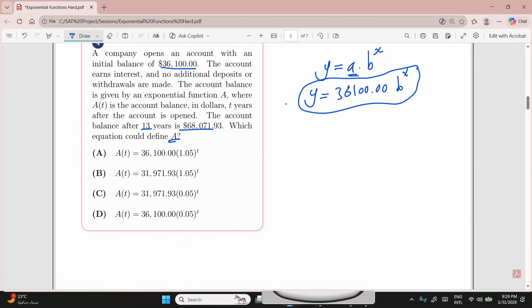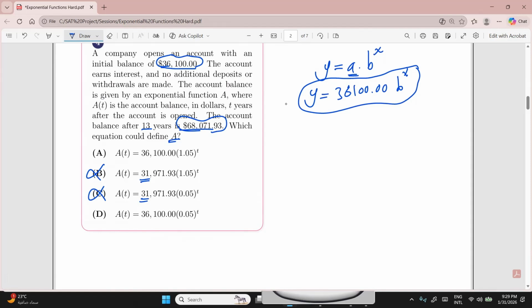36,100 should be in the beginning. So here, this may be the answer, or maybe this one. So we can just now eliminate B and D because they contain different numbers, okay? So now we have A or D. But how can we distinguish them? The easiest way is to look at this number and this number.